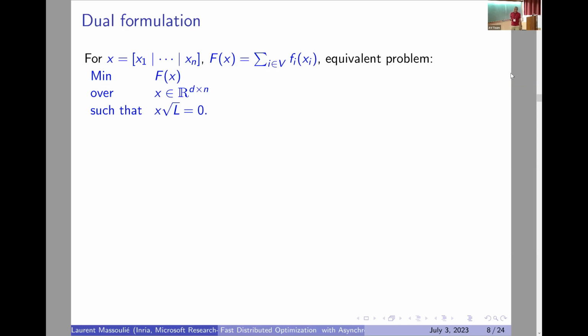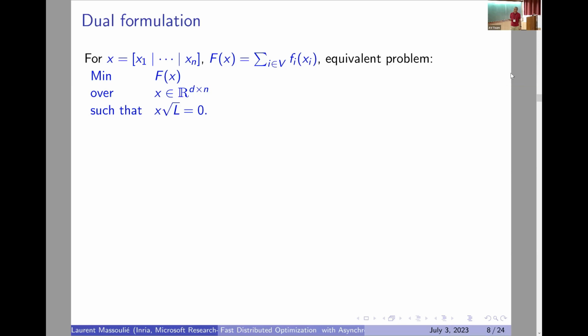And we want to minimize this F under the constraint that all models are the same. So it's convenient to capture this constraint by saying the matrix X times the square root of this L matrix equals 0. You'll see why I put a square root here in a minute. Because of our condition on the kernel, this captures exactly our equality constraint.